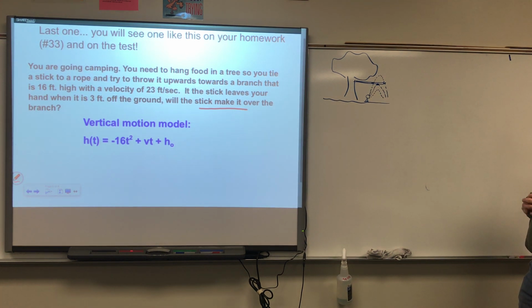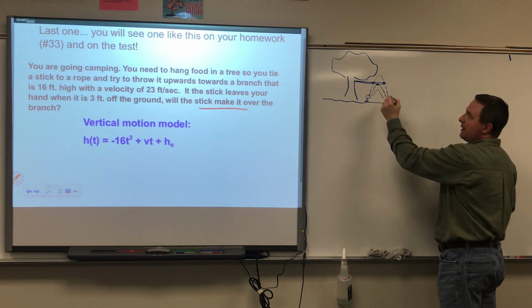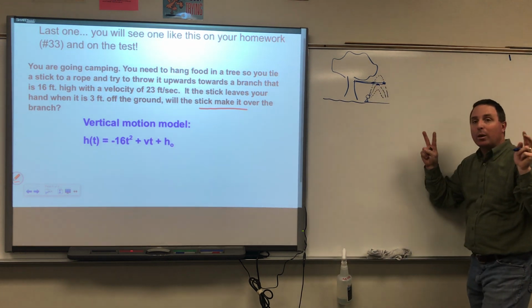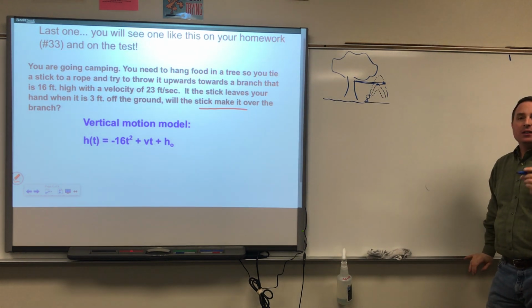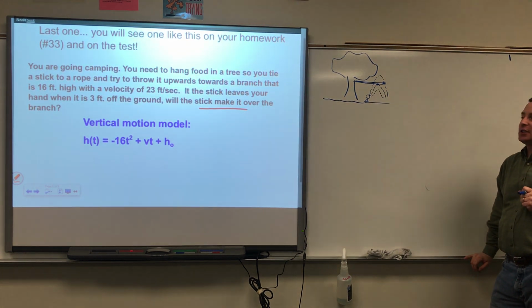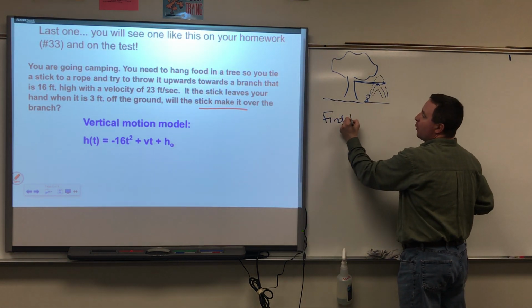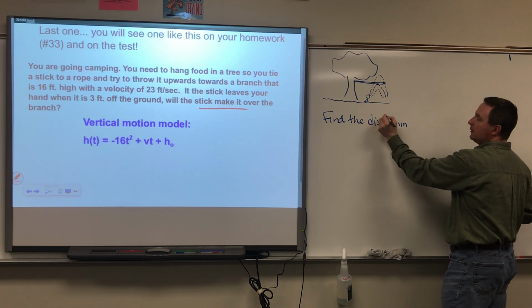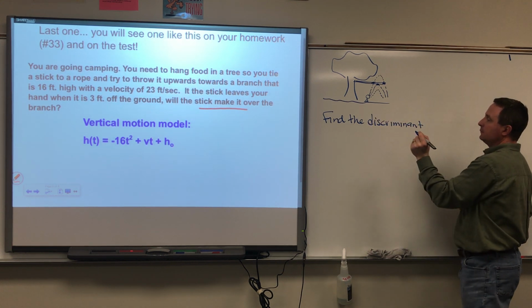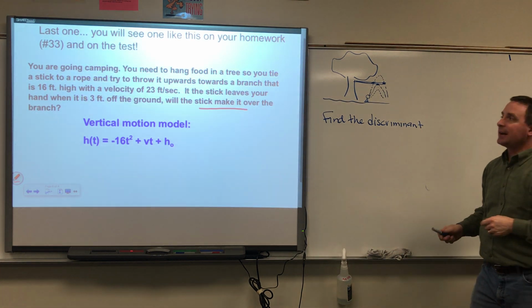Well, if it makes it up and over, it has two solutions, doesn't it? If it hits the bottom of the branch, it technically has one solution. And if it's too wimpy, it doesn't have any solutions. Well, those solutions are kind of describing the discriminant. So to answer this question, we're going to find the discriminant. And the discriminant is going to tell us whether it makes it up and over or not. Well, how do we find the discriminant? I have an equation. Well, there's this one right here.